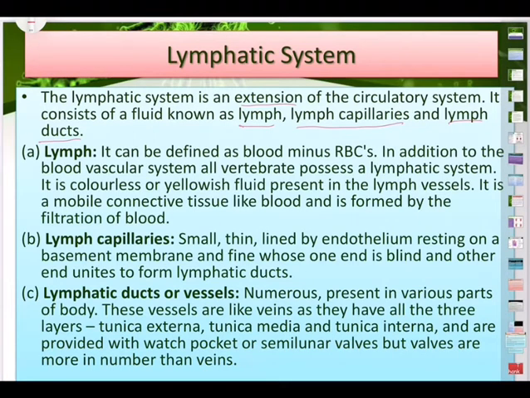So lymph can be defined as blood minus RBCs. In addition to the blood vascular system, all vertebrates possess a lymphatic system. It is a colorless or yellowish fluid present in the lymph vessels. It's a mobile connective tissue like blood and is formed by the filtration of blood. That is lymph.